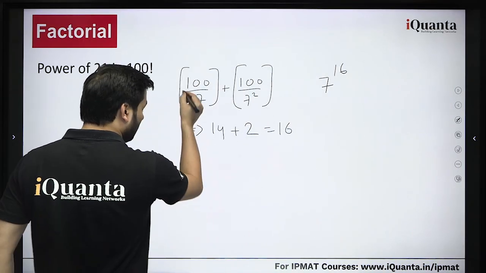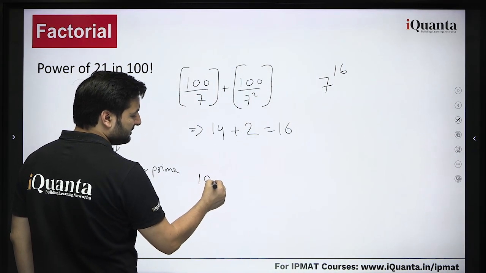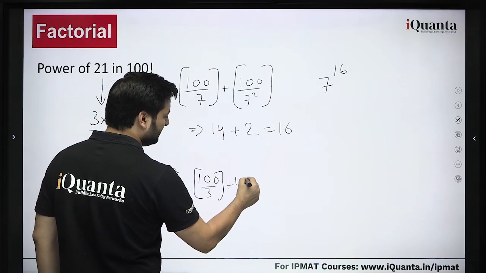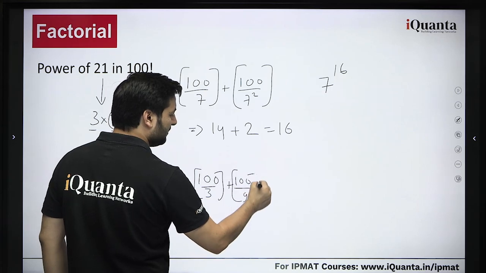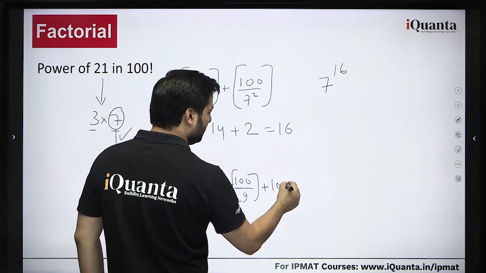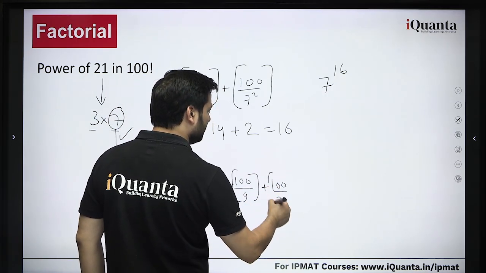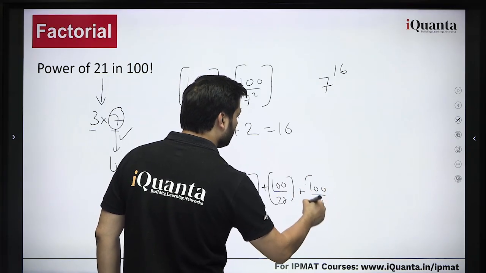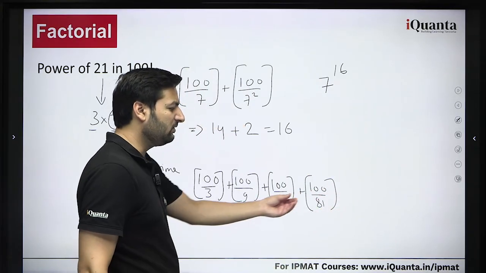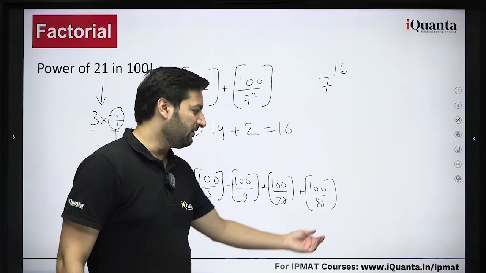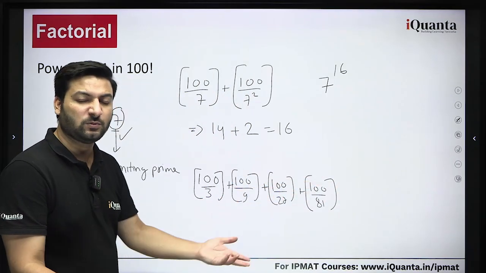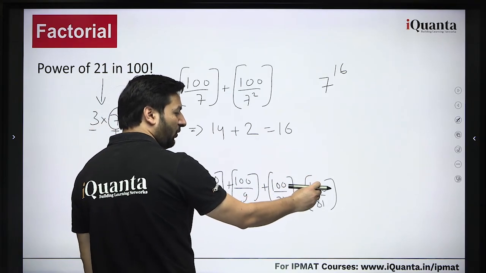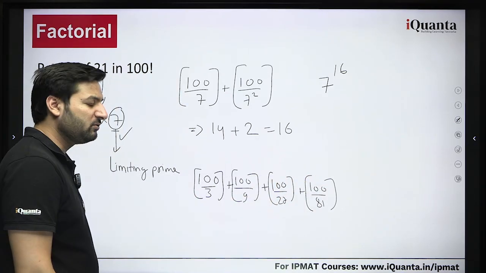If you calculate the power of 3 in 100 factorial, so 3 is a prime number, it will be 100 by 3 plus 100 by 3 square, that is 9, then 100 by 3 cube, that is 27, then 100 by 3 to the power 4, that is 81. We will not go beyond this because 100 upon 3 to the power 5 will become 243 and that will give me 0 point something, integer part of 0 point something is 0. So we will go only till the point where numerator is greater than the denominator.